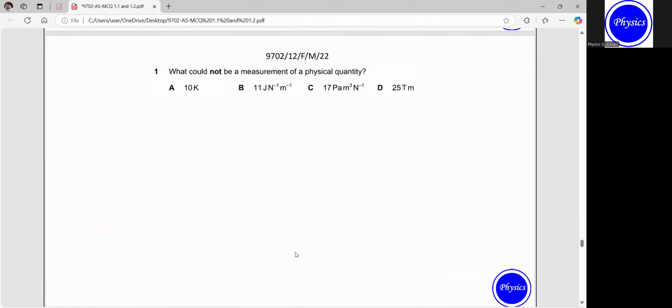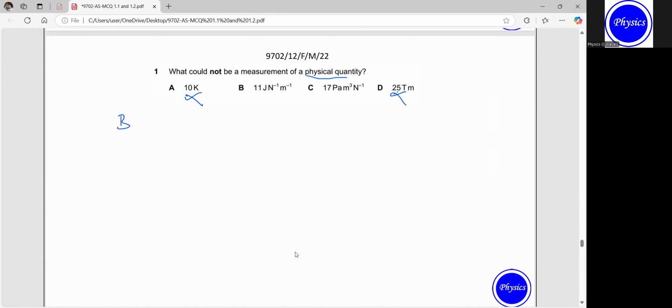Okay, the next one. What could not be a measurement of a physical quantity? You remember, a physical quantity means a number with a unit. So this is a physical quantity. Okay, so we want which could not be. The last one is also a number with a unit. Now let us take B and C.